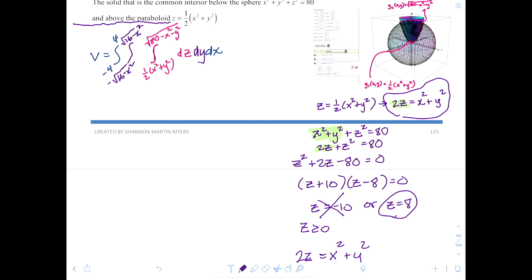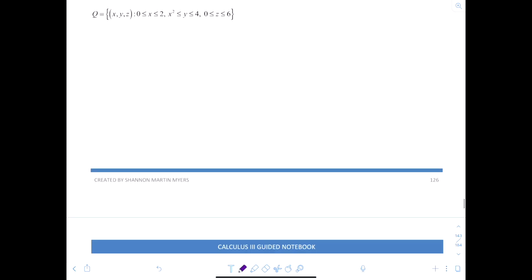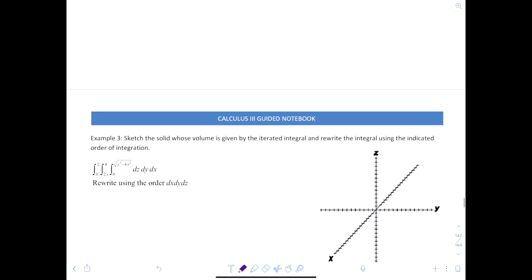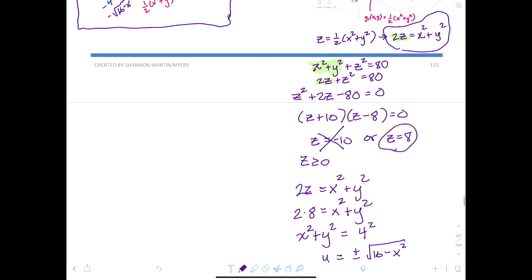And honestly, it would probably be much easier in polar coordinates, don't you think? Or no, actually, we'd have to use not polar, but we'll be covering that in the next section. It'll be utilizing cylindrical or spherical. All right, so there we go.